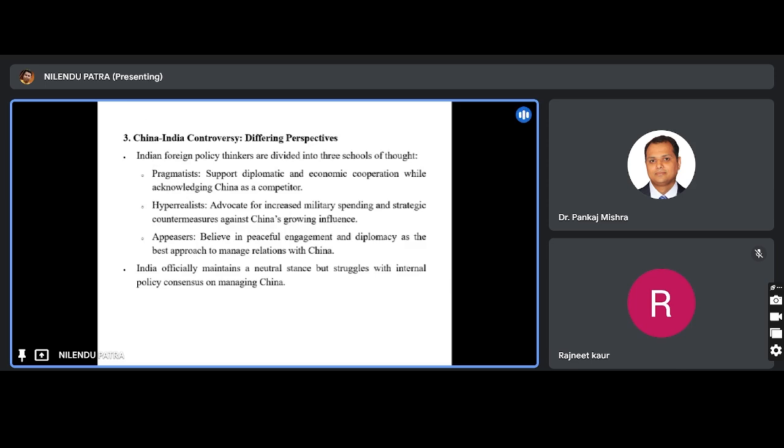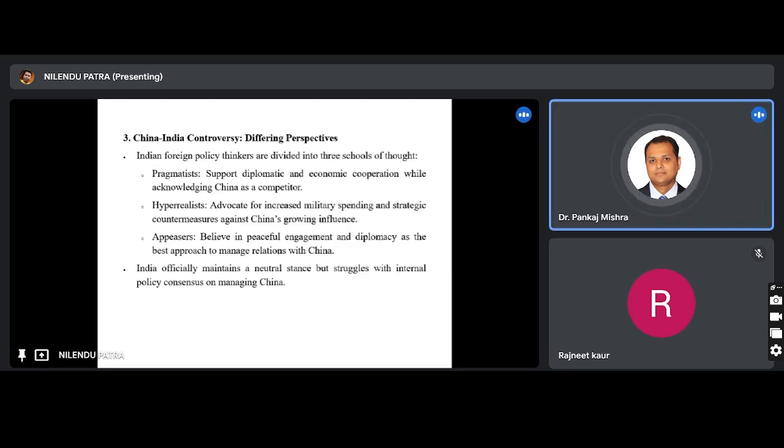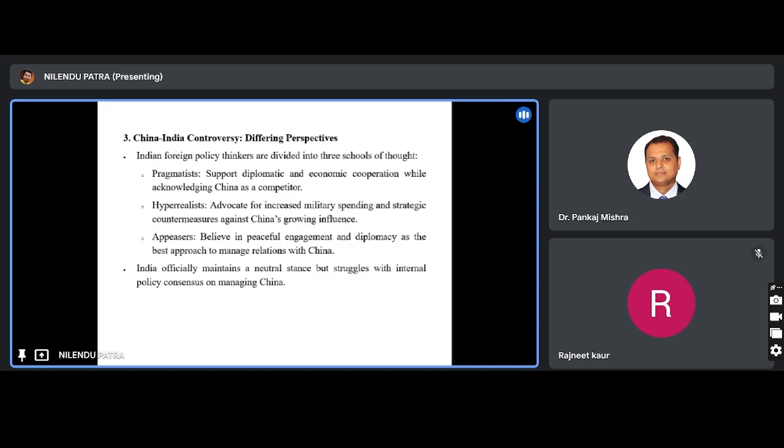China-India controversy and differing perspectives. India's foreign policy thinkers are divided into three schools of thought: pragmatists, hyperrealists, and idealists. Pragmatists support diplomatic and economic cooperation while acknowledging China as a competitor. Hyperrealists advocate for increased military spending and strategic countermeasures against China's growing influence. Idealists believe in peaceful engagement and diplomacy as the best approach to manage relations with China. India officially maintains a neutral stance but struggles with internal policy concerns on managing China.